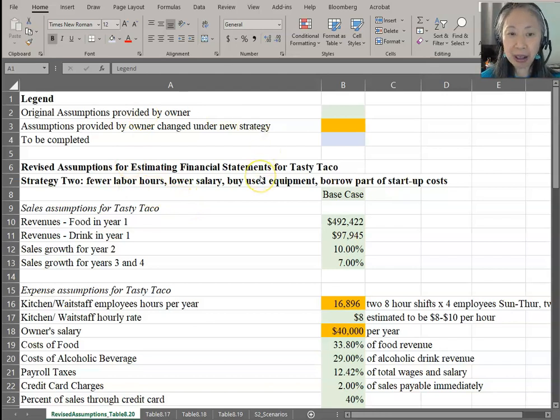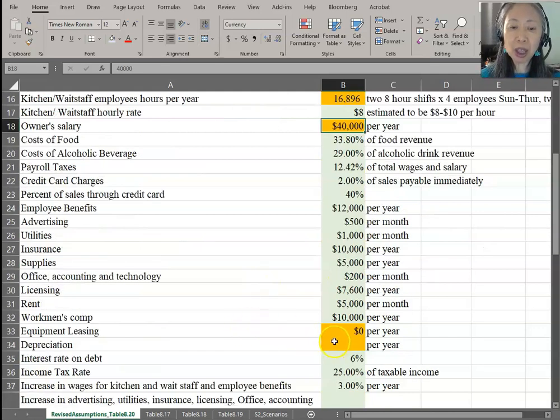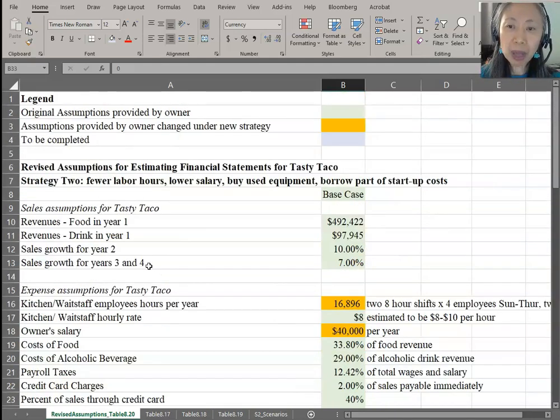So here we have the owner come back and he decided to make three different revisions. Okay, so here are three changes that the owner decided to make. First is to reduce the number of hours. And the second is he decided to take less money for himself. And then finally, most importantly, instead of leasing, the owner decided to buy used equipment. That will be cheaper. However, to buy used equipment, he doesn't have enough cash on hand to do that, so he'll end up taking out an equipment loan. An equipment loan is very similar to a car loan, and they are typically amortized loans. So we're going to implement all those changes in this model.